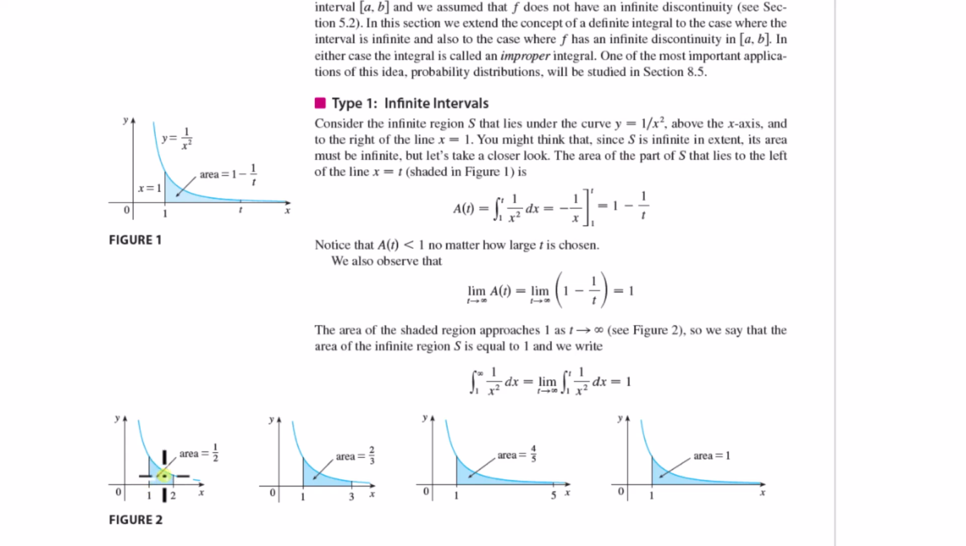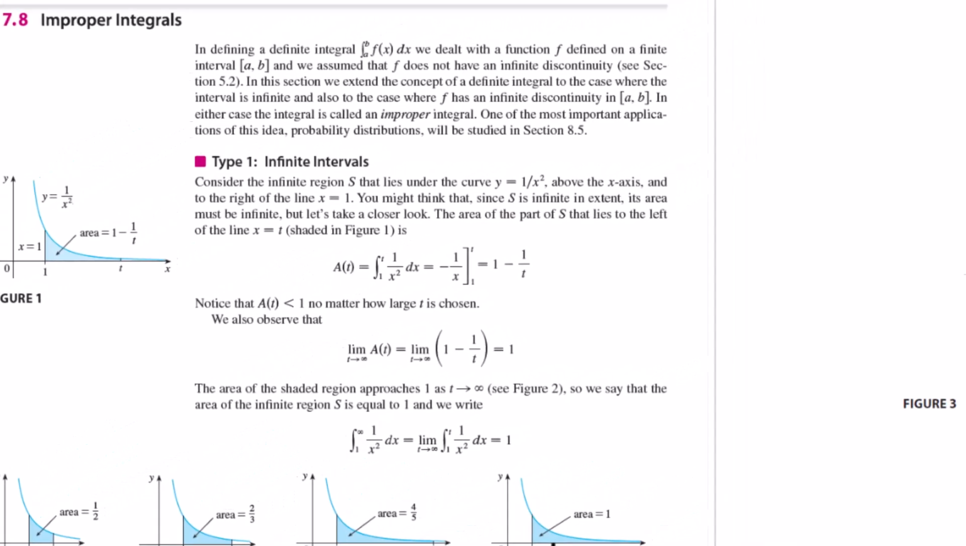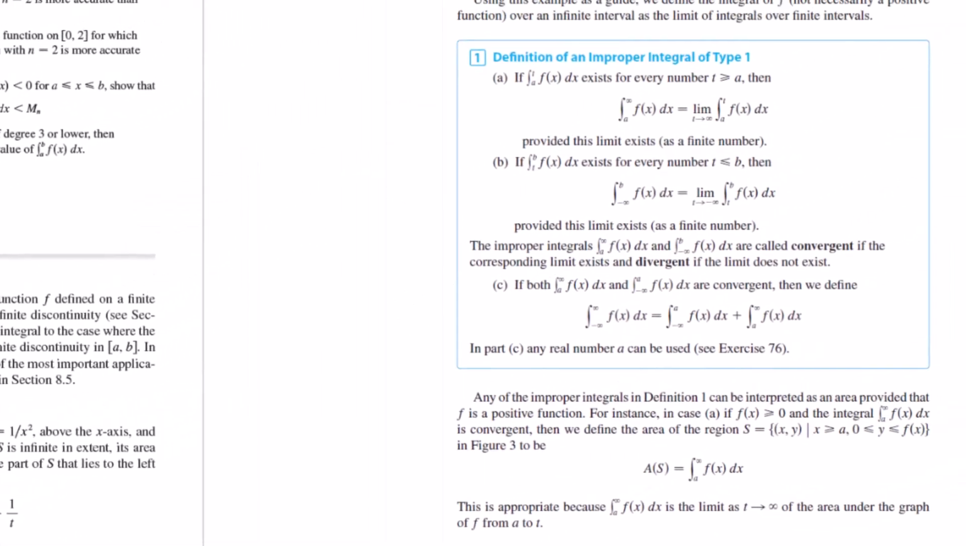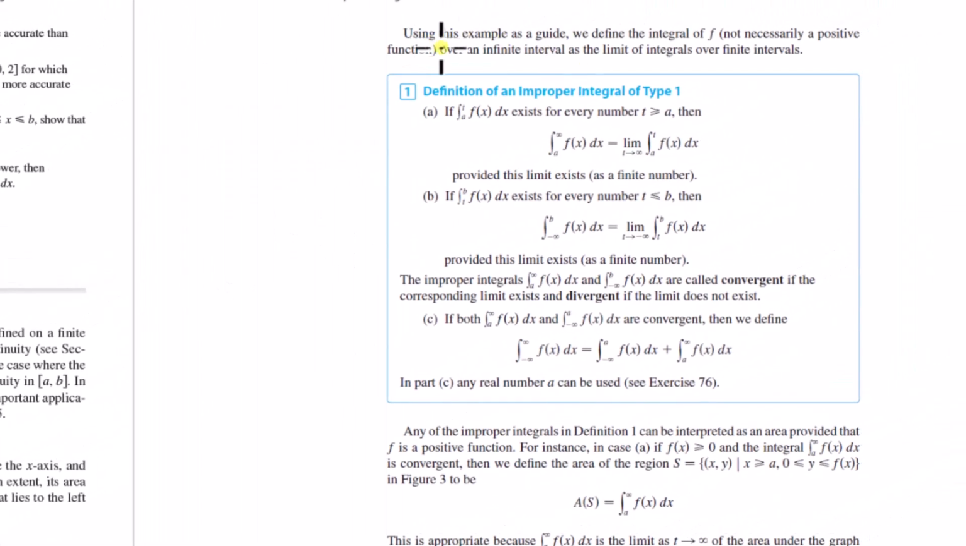Okay, so here they're showing when t is equal to 2, you get this area. When t is equal to 3, and as you make t larger and larger, it approaches 1. Okay, so it says, using this example as a guide, we define the integral of a function, not necessarily a positive function, over an infinite interval as the limit of integrals over finite intervals.